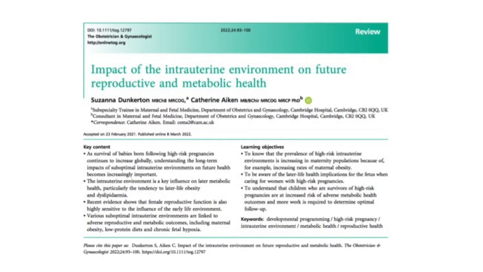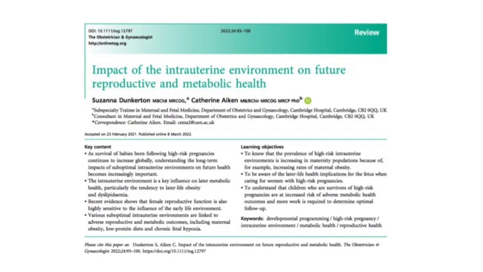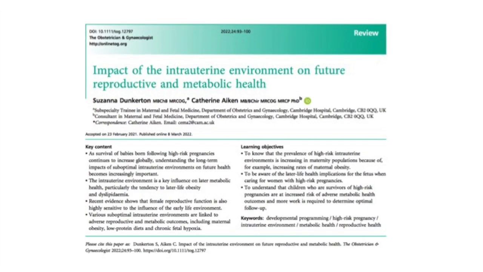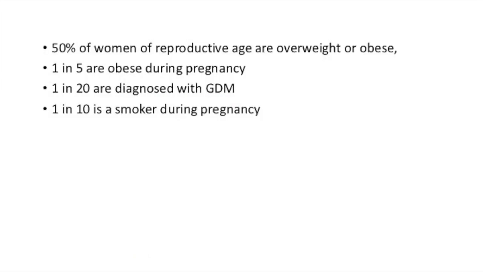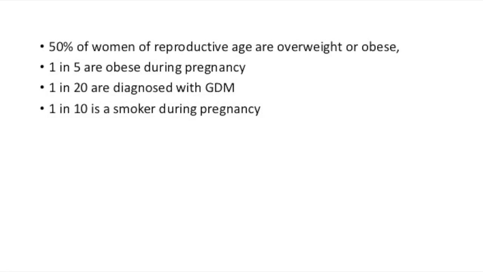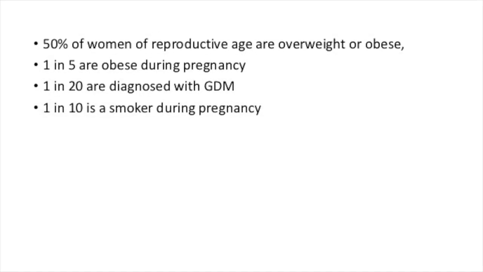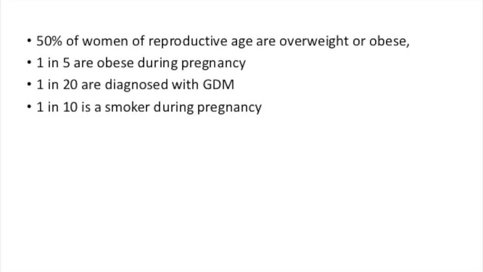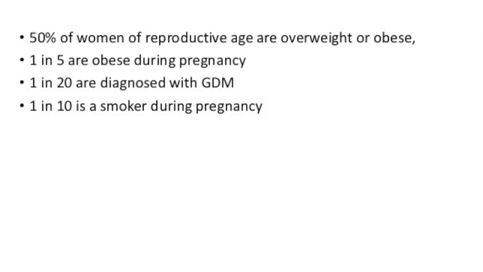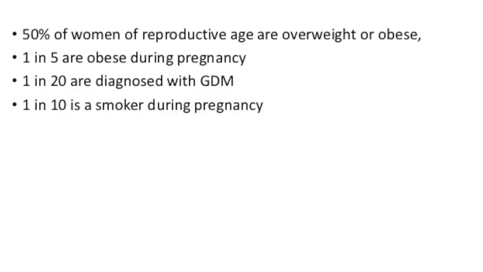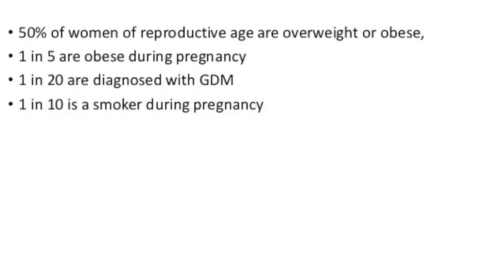To be aware of the later life health implications for the fetus when caring for women with high-risk pregnancies. To understand that children who are survivors of high-risk pregnancies are at increased risk of adverse metabolic health outcomes, and more work is required to determine optimal follow-up. So in the UK, 50% of women of reproductive age are overweight or obese. 1 in 5 are obese during pregnancy. 1 in 20 are diagnosed with GDM. 1 in 10 is a smoker during pregnancy.